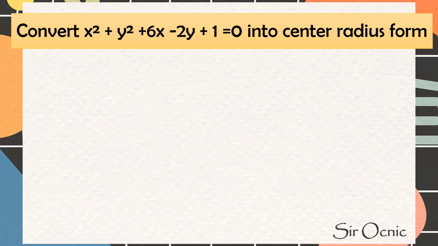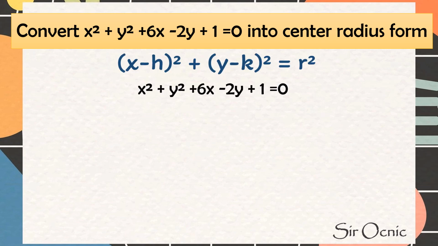Convert x² + y² + 6x - 2y + 1 = 0 into center radius form. Again, regroup first the terms of the equation, and that is equal to (x² + 6x) + (y² - 2y) = -1. Transpose positive 1, or the constant, to the other side of the equation.